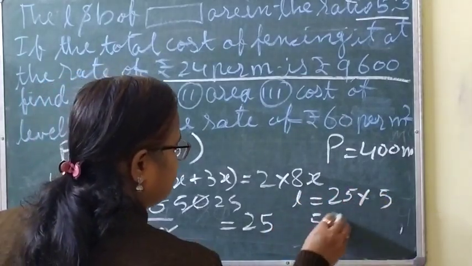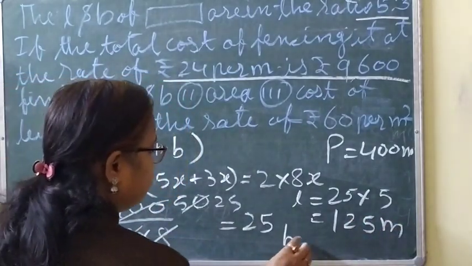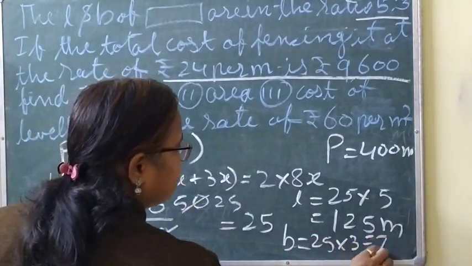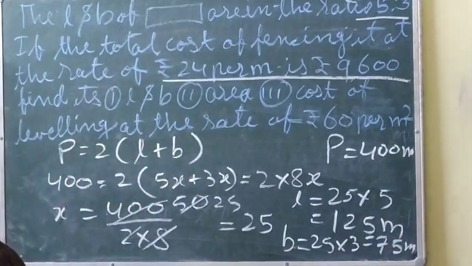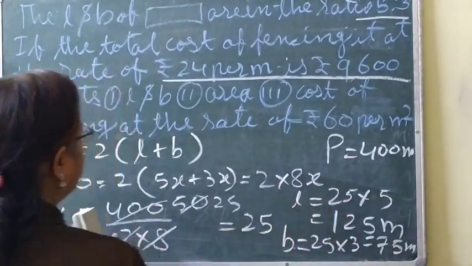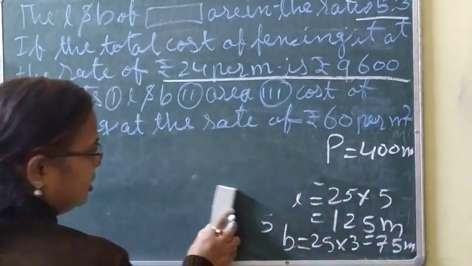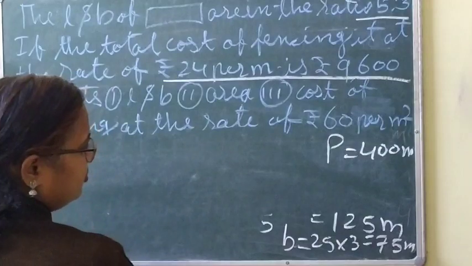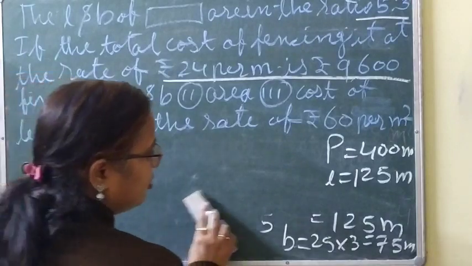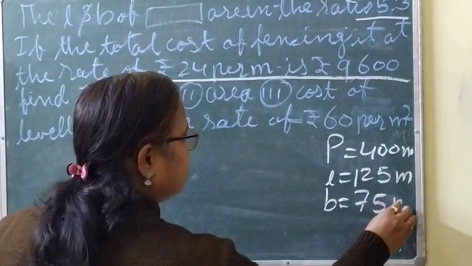So if x is 25, then L will be equal to 25 into 5, that means 125 meter. And breadth will be equal to 25 into 3, that is 75 meter. Okay? Clear? Till here it is clear? Now, so what we have got here? We have got length 125 meter and breadth 75 meter.